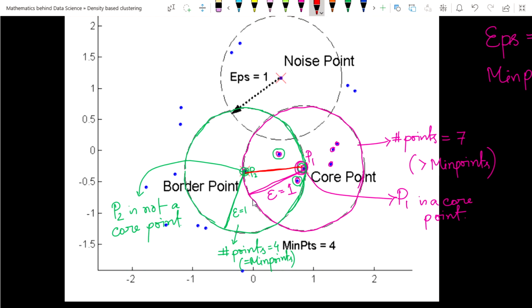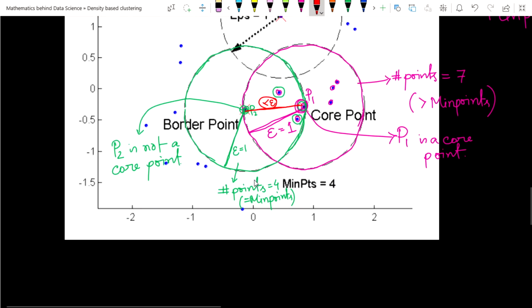From here to here is epsilon, but P2 and P1 lie in this region, so the distance must be less than epsilon. This region must be less than epsilon. This distance must be less than epsilon, and because of this region, it is also a core point.